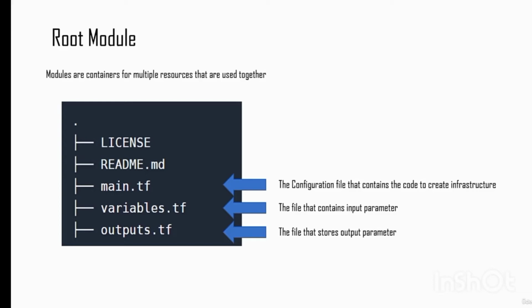Root module. So modules are basically containers for multiple resources that are to be used together. Well, in layman's terms, it's basically the folder which will contain your code. The important files here that you need to worry about are the main.tf, the variables.tf, and the outputs.tf. The main.tf is the file which will contain all the code that you need to create the configuration. Variables.tf and outputs.tf are something that I'll teach you later on.